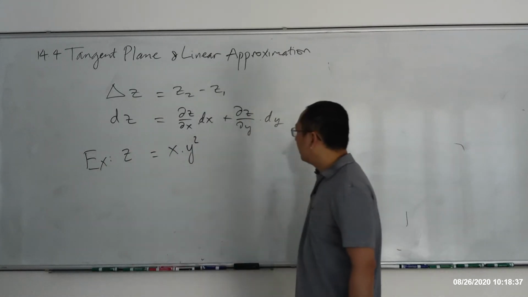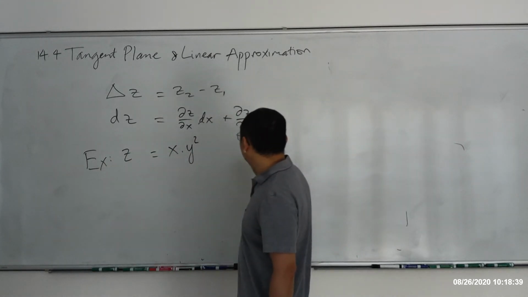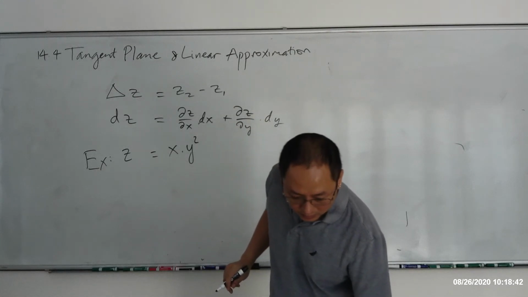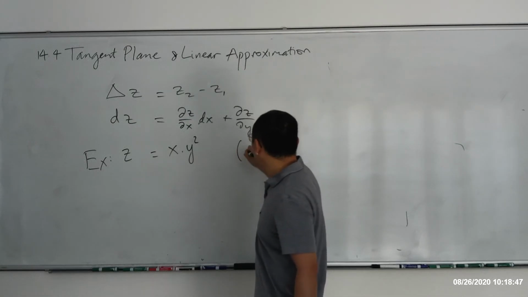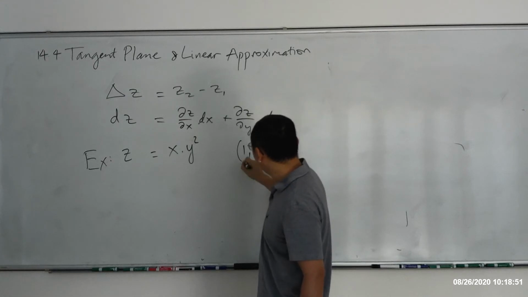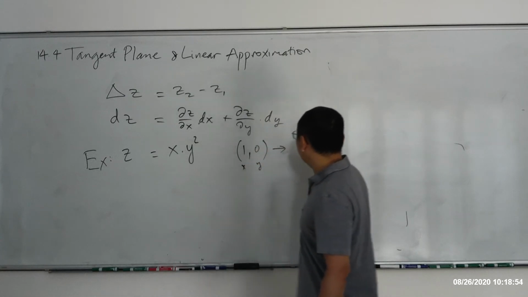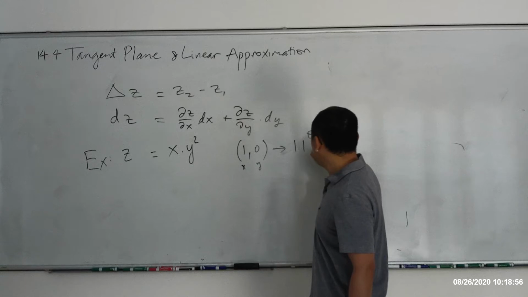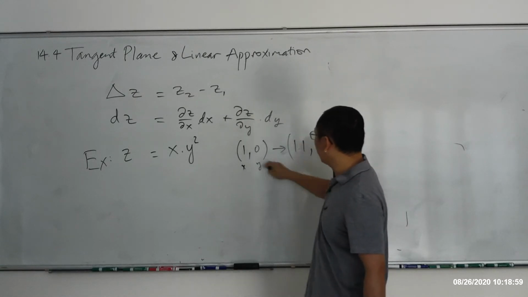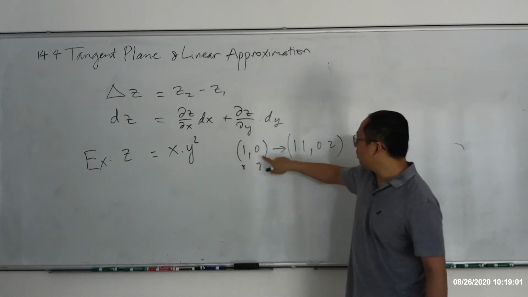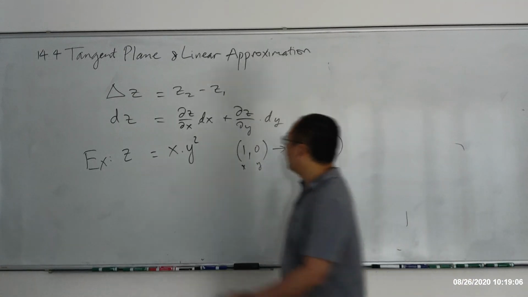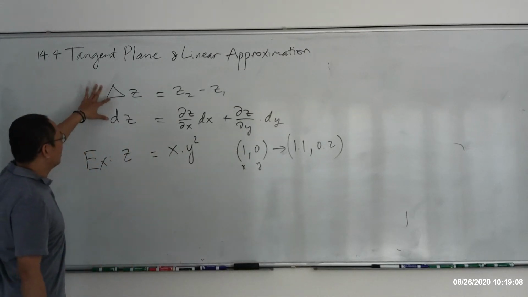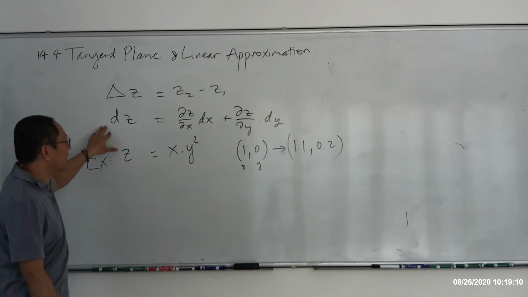Look for the numbers as they have in the book. x changes from the point, how about (1, 0)? It means x equals 1 and y equals 0, right? It changes to (1.1, 0.2). It means x changes from 1 to 1.1 and y changes from 0 to 0.2. What is the change of z? They ask you to calculate the two values, delta z and dz. That's, I believe, what you are going to see in the homework.